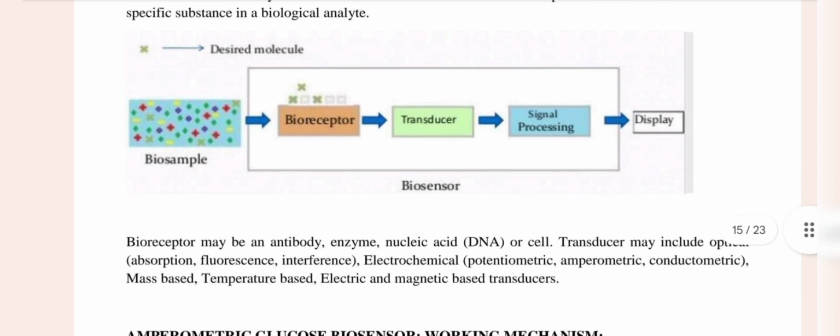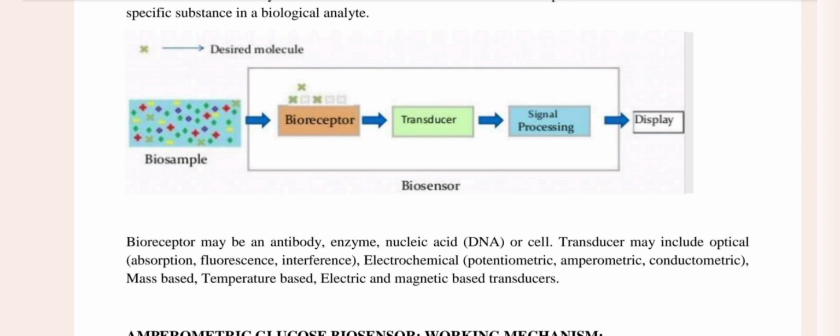A bioreceptor may be a biological entity such as an antibody, enzyme, nucleic acid or cell, whatever it is. Then the transducer may be optical, electrochemical, mass based, temperature based or electric and magnetic based. If a biomolecule changes the optical property of a bioreceptor, then by using the transducer we will get an optical signal, maybe absorbance or transmittance, etc.